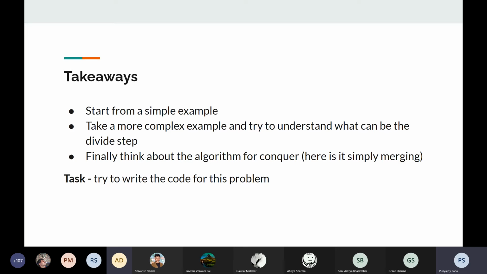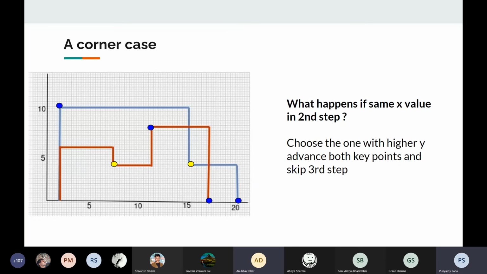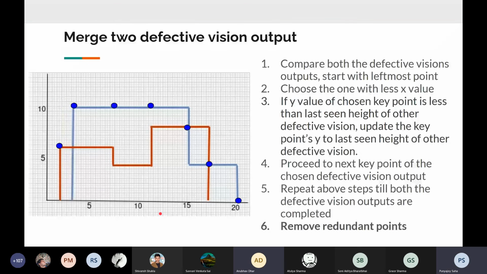Sir, could you please repeat the corner case once again? Yeah. The corner case is where we have the same x value in the second step. This is the second step where I have to choose the one with less x value, but we cannot choose here. Hence, choose the one with higher y, advance both key points, and skip the third step.